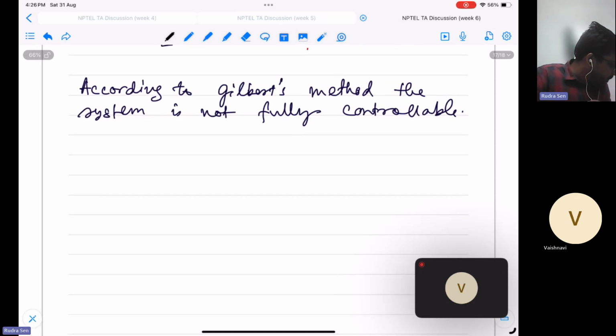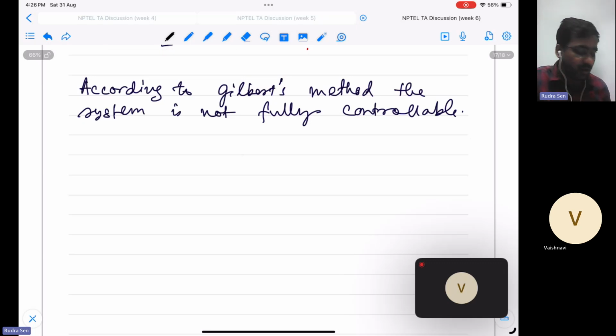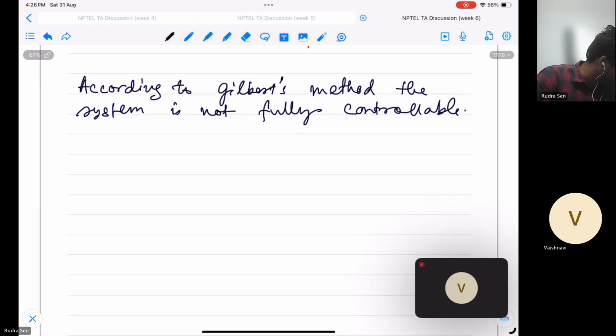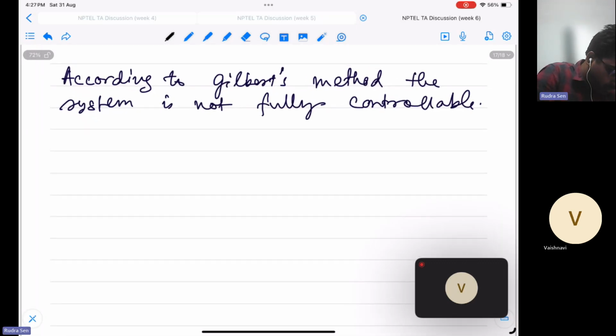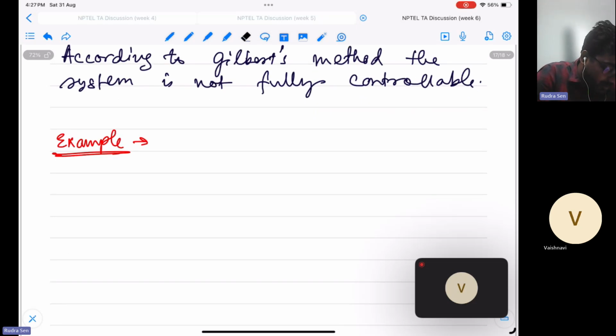These are all the examples regarding Gilbert's method. Now move to the new example. You have been given a discrete time system.